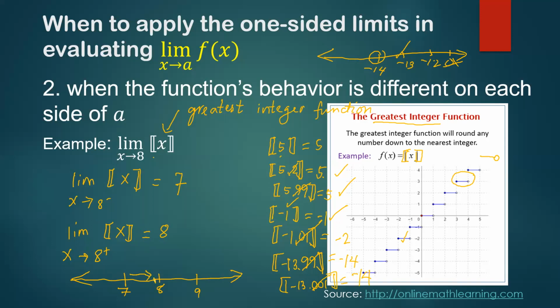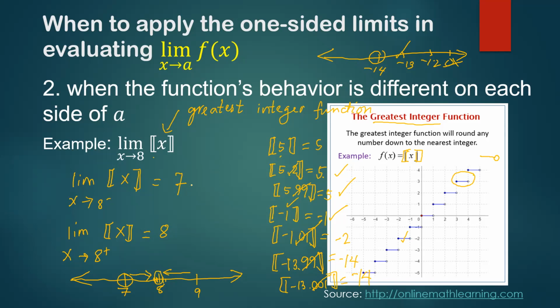So meron tayong value dito 7.9, 7.99, 7.999, di ba? Still, 7 pa rin yung GIF niya. Okay? Pero pag dito, pag ganun yung behavior natin, so we're taking a look at the values here. Yung 9 malayo pa, kahit yung 8.9, malayo pa yun. No? So dapat palapit. So 8.1, 8.01, 8.00001, 8 yung kanyang magiging GIF.